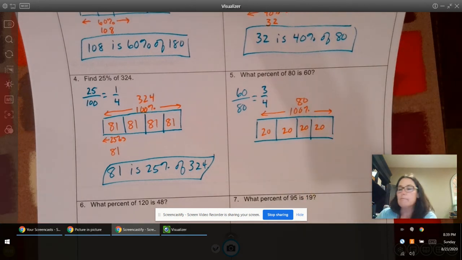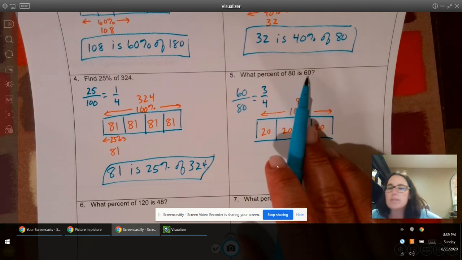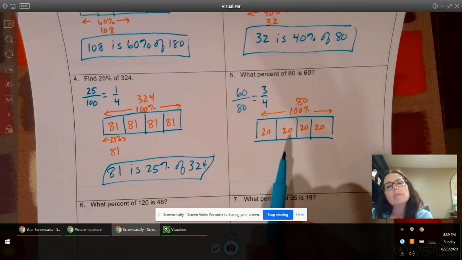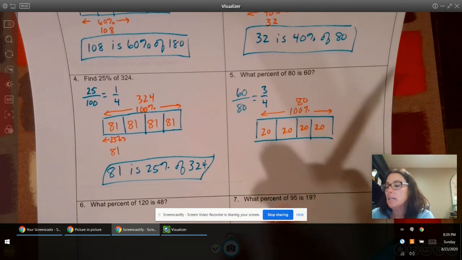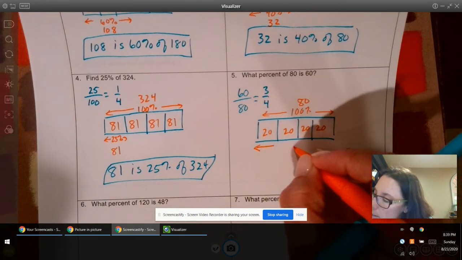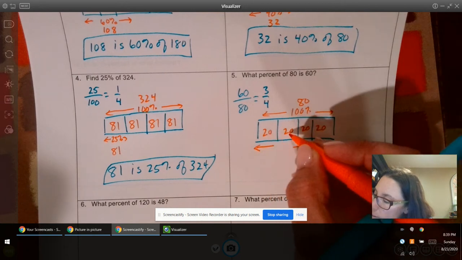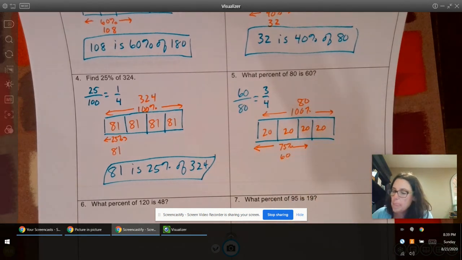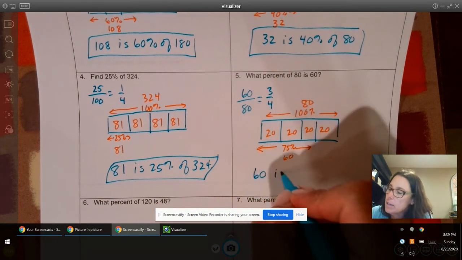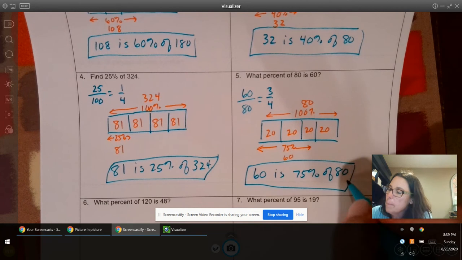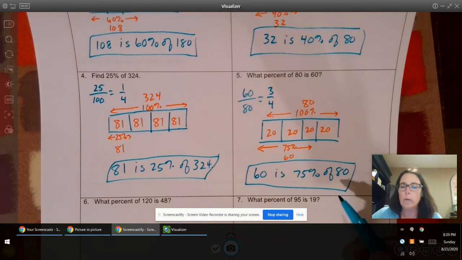Now here's what's different. It tells us that it wants us to look at 60 to find out what percent that is. How much percent is in each box? We have 4 boxes totaling 100%, 25%. So if I go out to 60, this is 60 right here, 25, 50, 75% is 60. So 60 is 75% of 80.